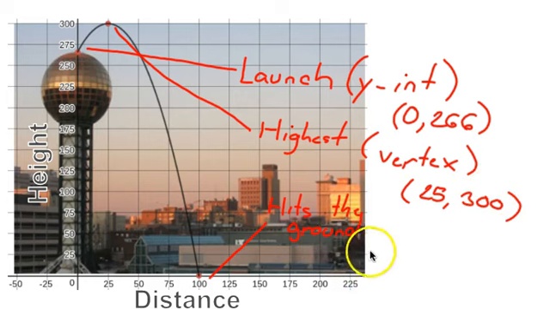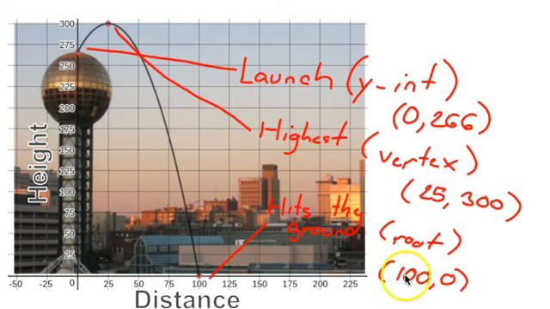And finally, when I hit the ground, well, that's just the x-intercept, or the root of the function. And here I can see that that is at (100, 0). And so again, that means on the x-axis we were 100 feet away from where I launched that. And 0 on the y-axis, well, that's my height. 0 means we've hit the ground. So we can see that there is a lot of information contained in just that one idea.